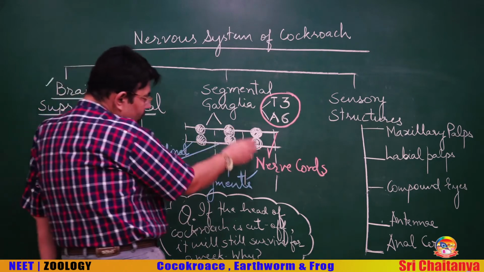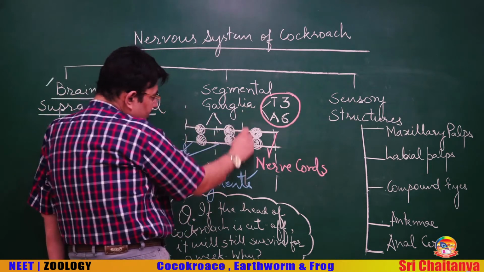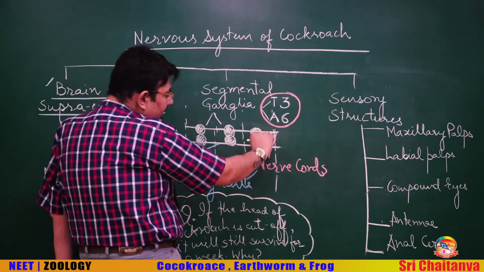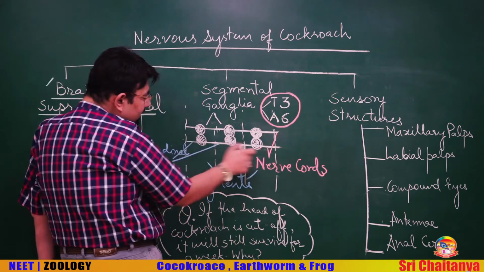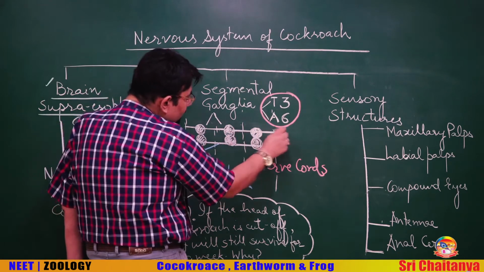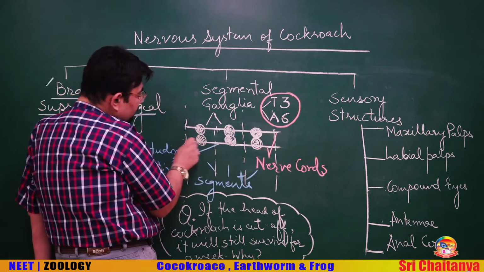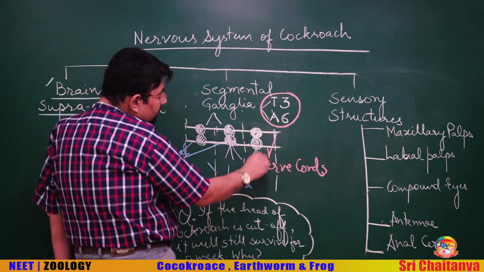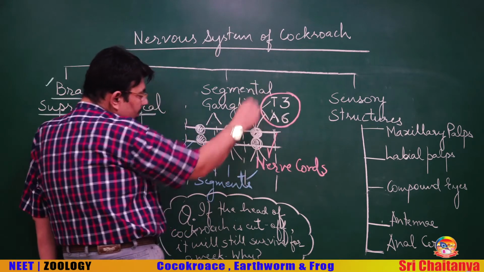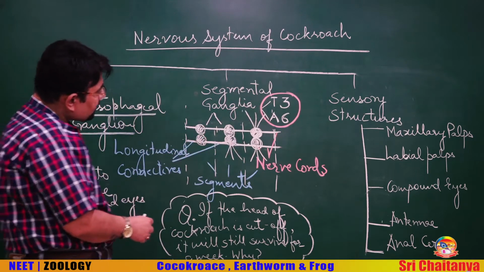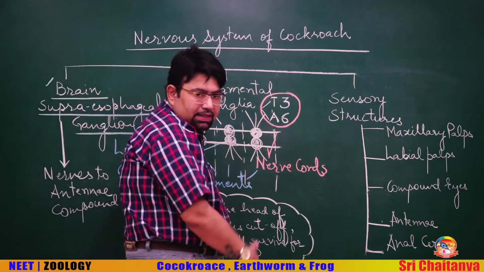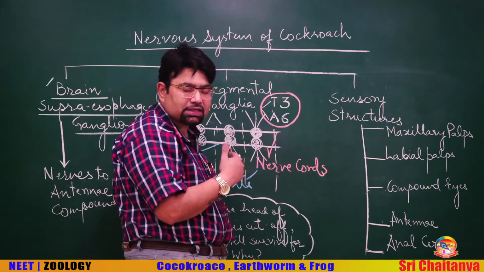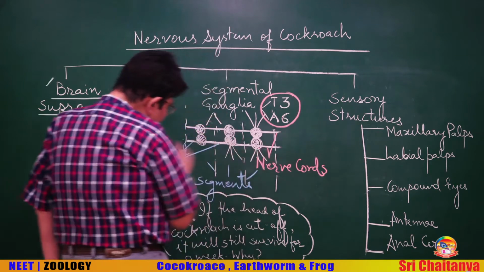Now I have tried to show, for example, this is an individual segment. So there are segmental ganglia. They are fused and also connected by these longitudinal connectives, like this. And then nerves are arising from here, which are supplying various parts. Now this is towards the belly side, the ventral side. We know that in the invertebrates the nerve cord is ventral.